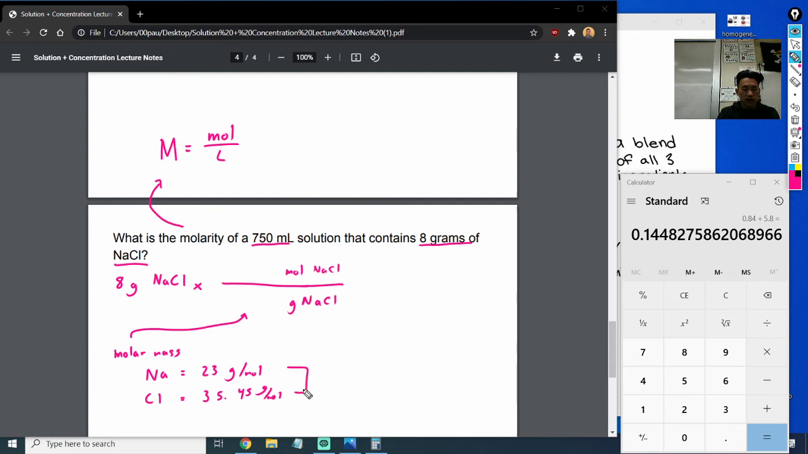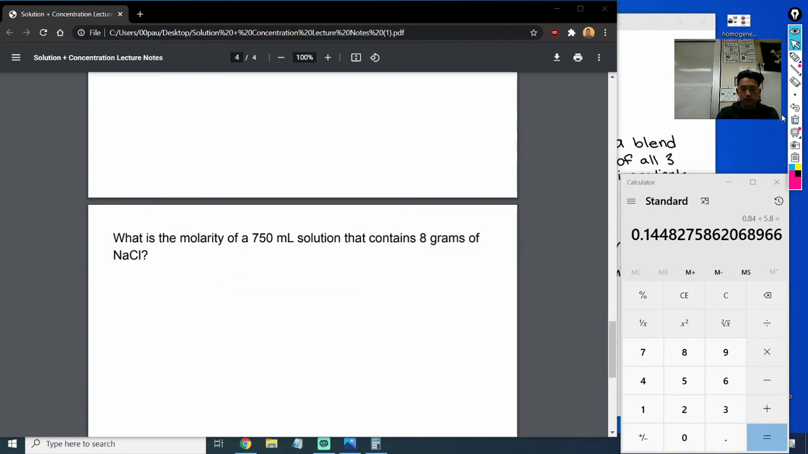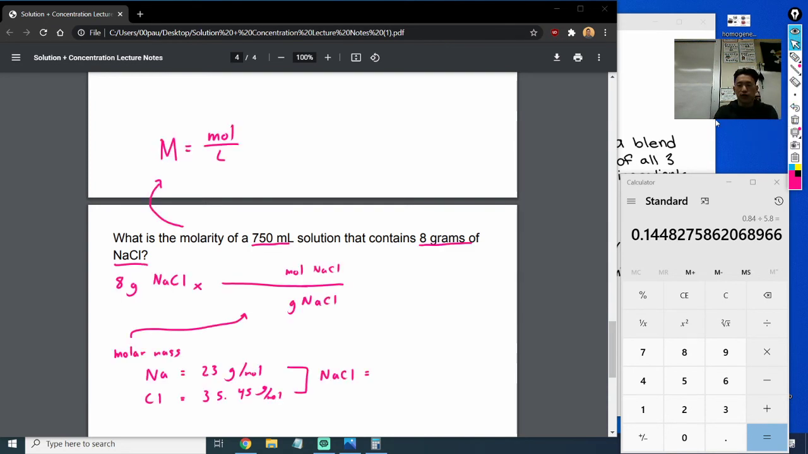So if I wanted to find the molar mass of NaCl together, I would have to just add them up. So I'm going to go on my calculator. You're going to go on your calculator, and then you're just going to add them up. 23 plus 35.45. That'll give you 58.45. So that means NaCl is 58.45 grams per mole, and we're going to plug that into our fraction.